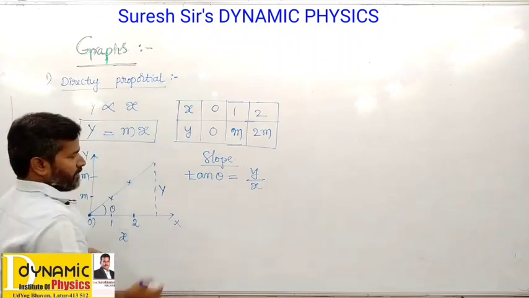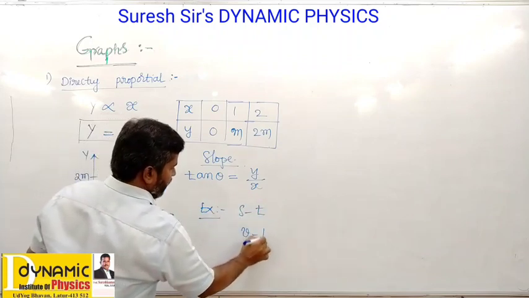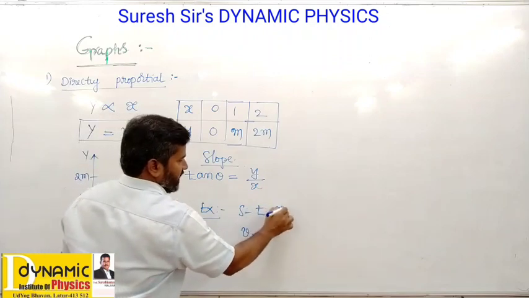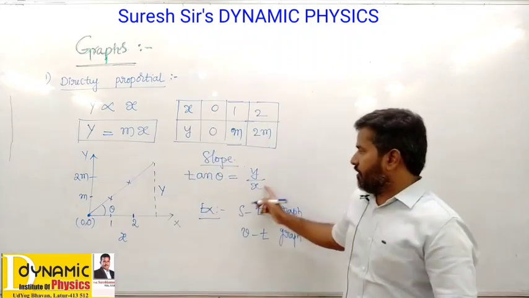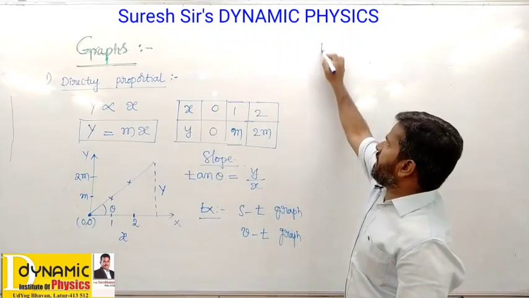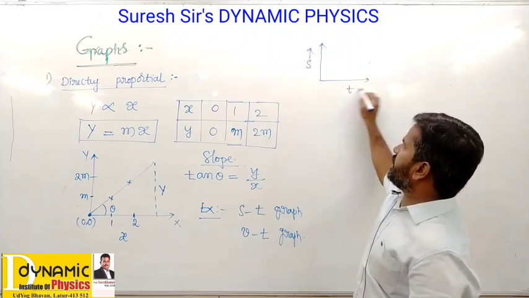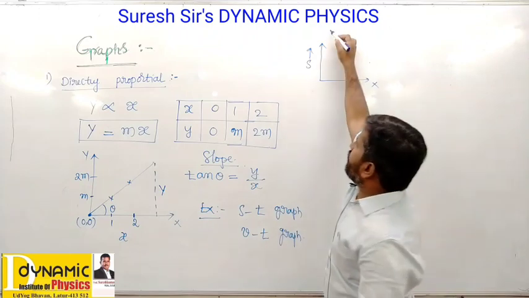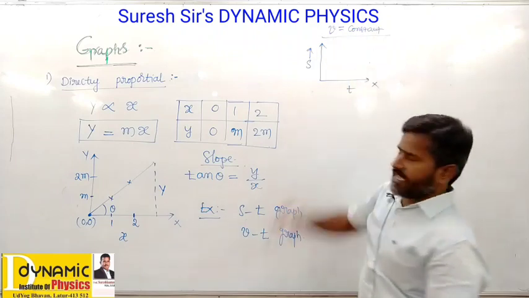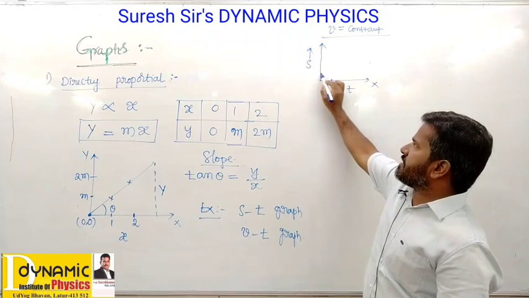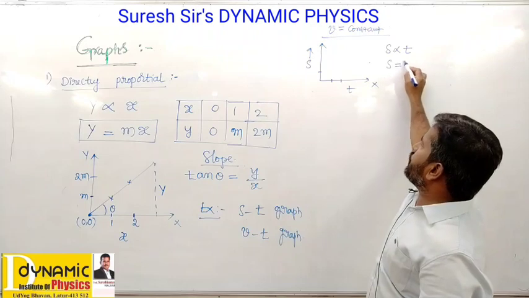Example: the displacement-time graph, the ST graph, and the VT graph. What is the shape of the ST graph? Displacement is taken on the y-axis and time on the x-axis. Velocity remains constant, that means uniform velocity. When time changes, displacement also changes. They are directly proportional. S is proportional to t. S equals V into t.